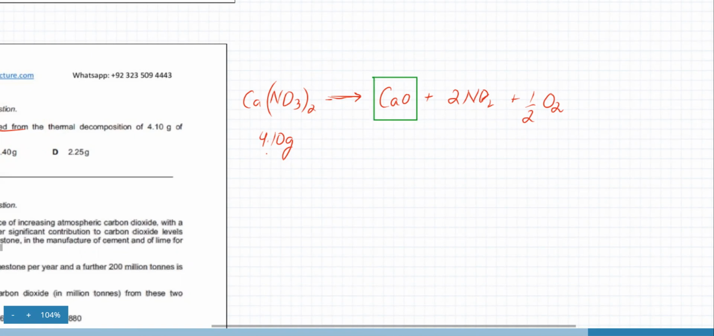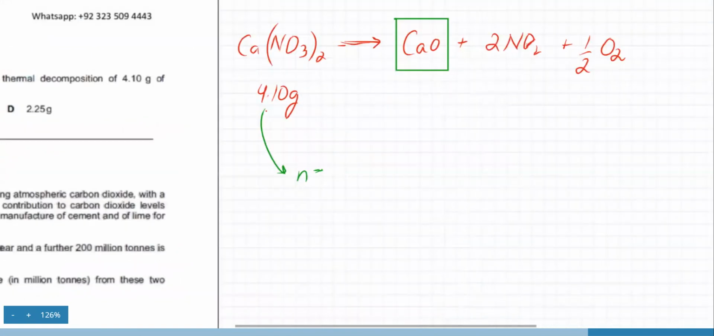So what did I tell you about moles questions? That if you find the moles of one thing, you can find the moles of everything in the equation. So whose moles can you find out? The calcium nitrate. Okay. So you can find the moles of calcium nitrate, right? Can you try, and what's the mass? 4.1. And what's the MR? Can you calculate the MR of calcium nitrate and tell me what the value is?